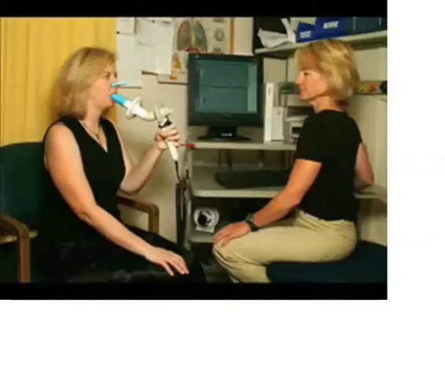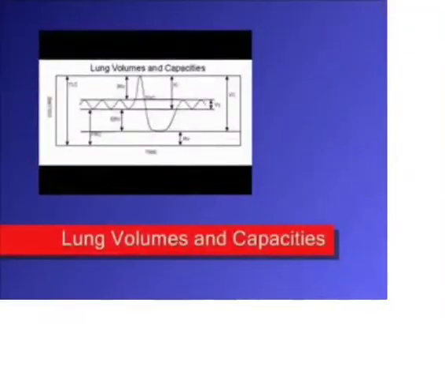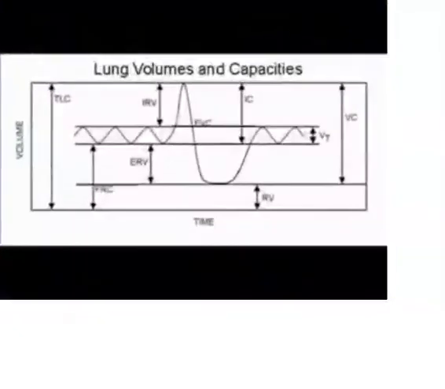Lung volumes and capacities are measured using a slow vital capacity maneuver, while airflows are measured using a forced vital capacity maneuver. Pictured here is a spirometry tracing showing all four lung volumes: tidal volume, inspiratory reserve volume, expiratory reserve volume, and residual volume, as well as all four lung capacities: inspiratory capacity, vital capacity, functional residual capacity, and total lung capacity. We will discuss each of these separately.